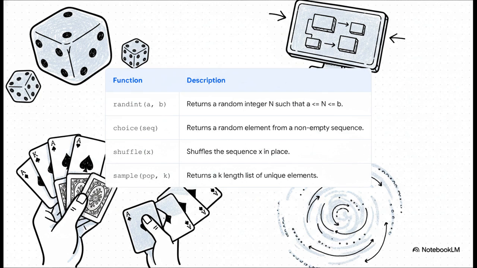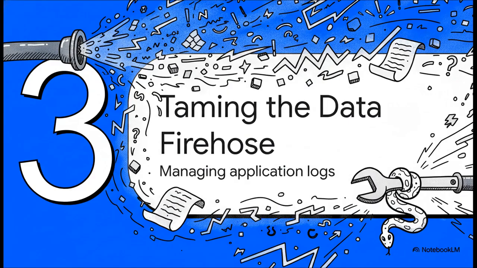It's the engine that powers digital probability. Okay, so we've gone from creating chaos to, well, now we need to tame it. A running application is constantly chattering away, generating status updates, warnings, errors, you name it. And without a system to manage all that, it just becomes a fire hose of noise.